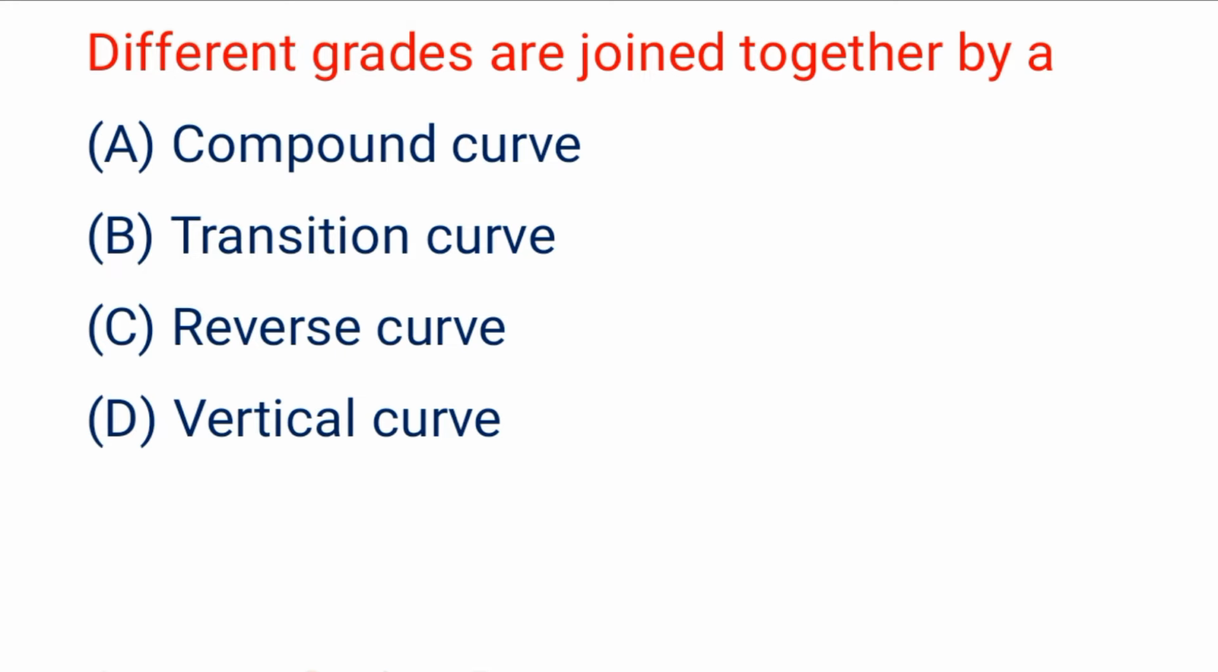Today we're going to see the MCQ related with surveying. So the first question, different grades are joined together by option A compound curve, option B transition curve, option C reverse curve, option D vertical curve. The correct answer is option D vertical curve.